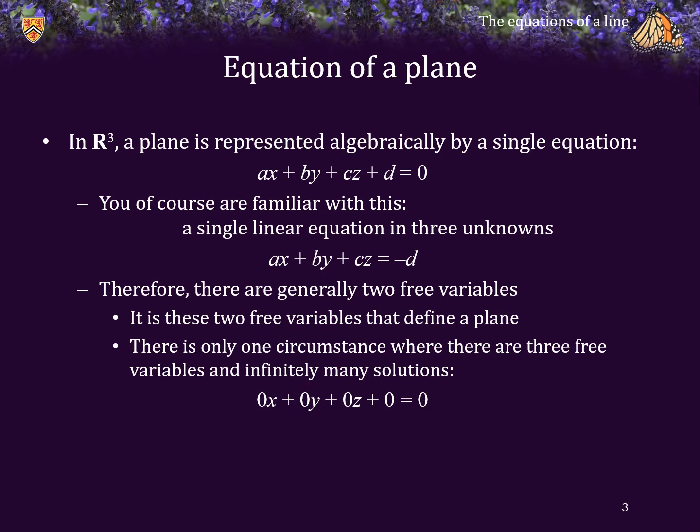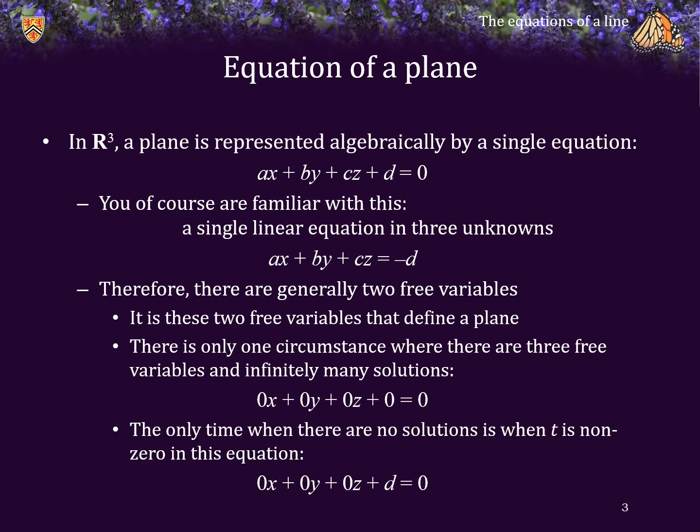There's actually only one circumstance where there are three free variables and consequently even infinitely more solutions, and that is when all of the coefficients are equal to 0 and d is equal to 0. In this case, every point in R3 is a solution. However, there's also a case where there are no solutions, and that is any situation where all of the coefficients are 0 except for d, which is non-zero. In this case, there are 0 solutions. These two we would probably describe as pathological solutions.